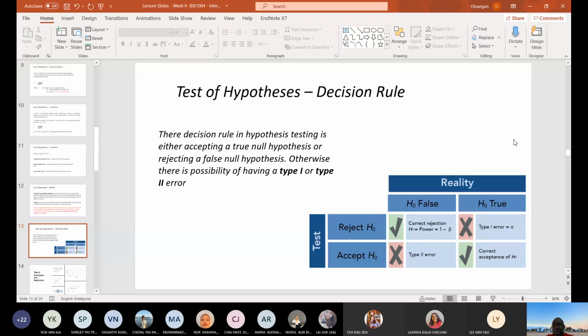So to make it simpler, look at the chart I have here. There's a reality, there's a test. For example, when there is a false hypothesis. So let's look at what would be a false hypothesis. Let's look at a statement that we know is not correct.